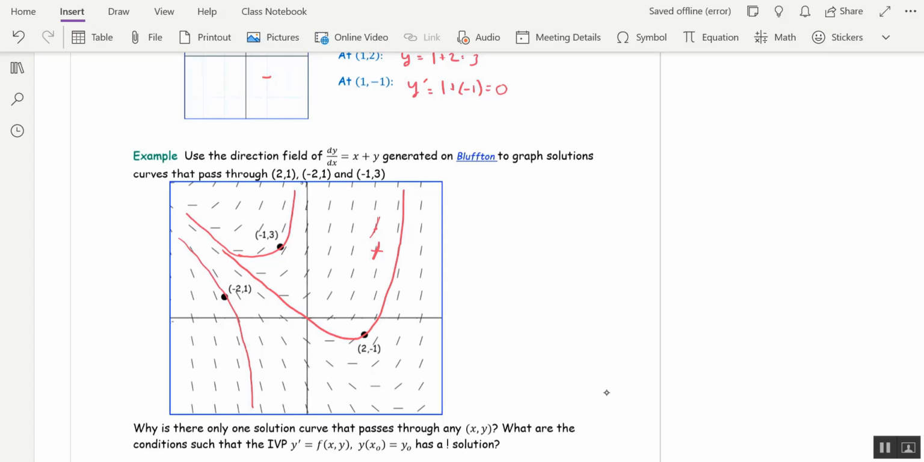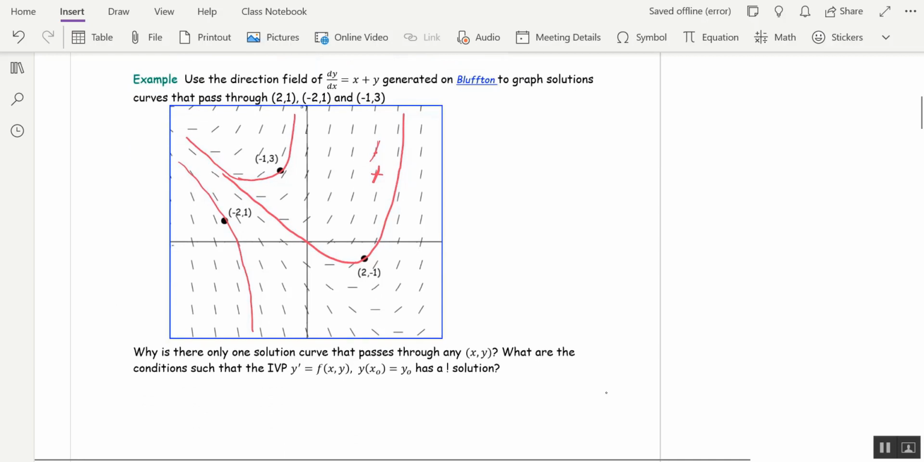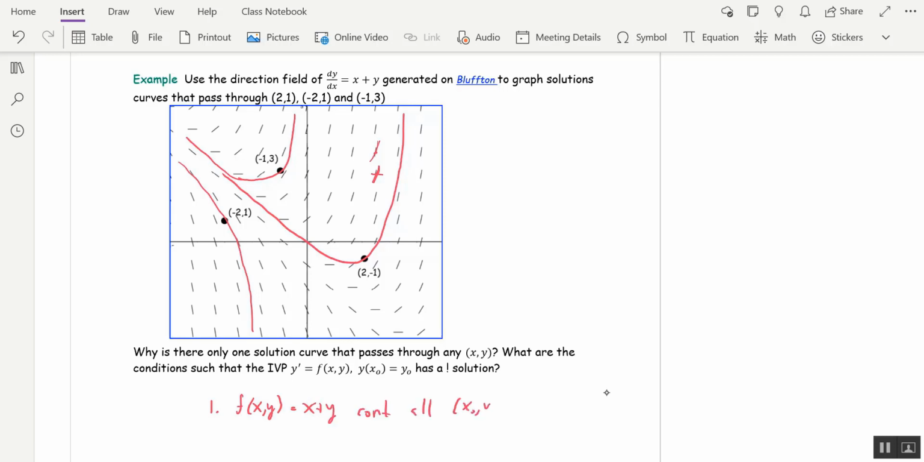How do I know that there's only one solution that passes through every point? Well, I know it from the last section, which is existence and uniqueness. Remember from the EUT theorem, if a differential equation looks like y prime equals f(x, y), and we have an initial point, when do we know we have a solution? When do we know it's unique? Well, one, the function f(x, y) for us is x plus y. That's continuous for all (x0, y0), so condition 1 of the EUT is satisfied at every point in the plane.